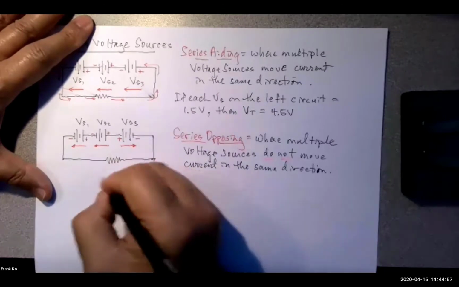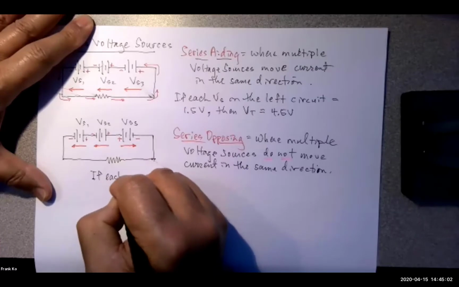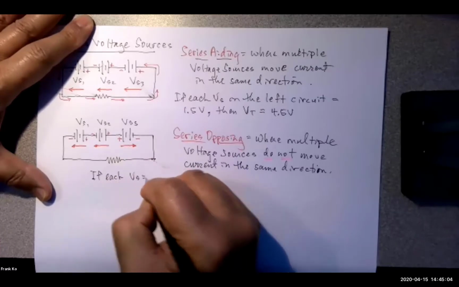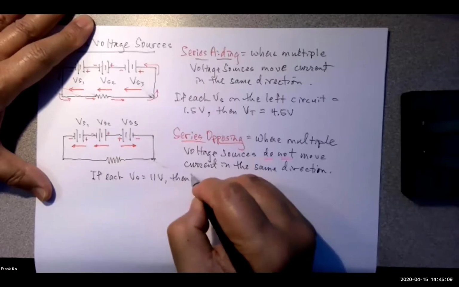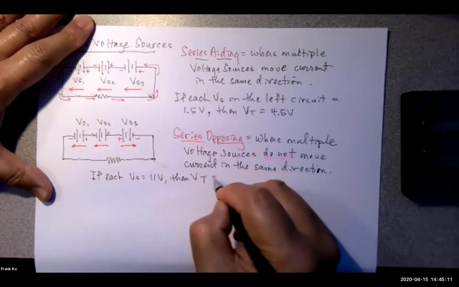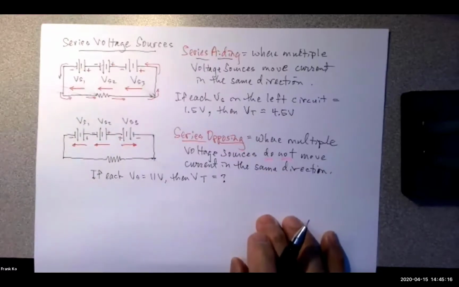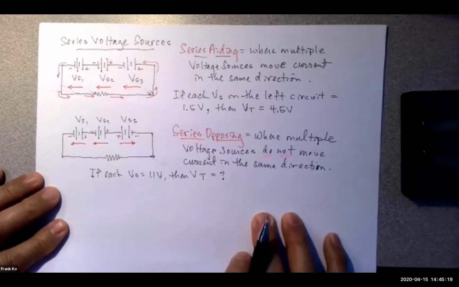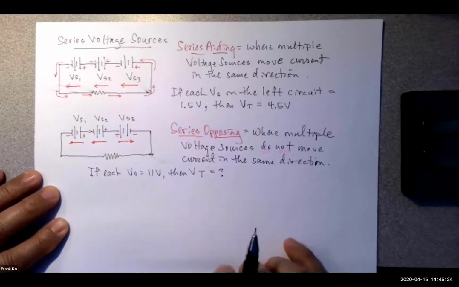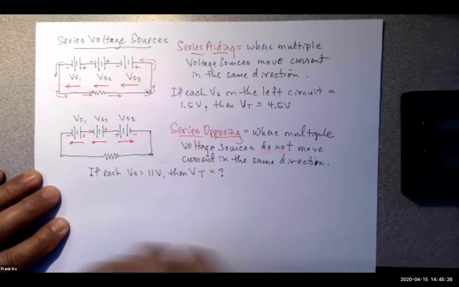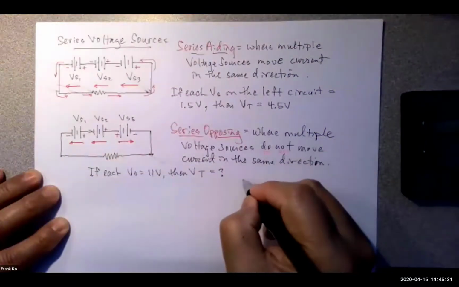So let's give you another hypothetical. If each Vs is equal to 11 volts, then V total is equal to question mark. Each one of these is now 11 volts. How would I determine my total? So the way we determine the total is very similar to what we've done earlier. We can just simply do a little T-chart.